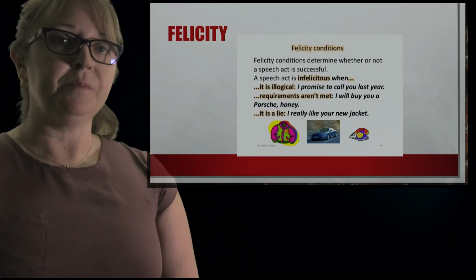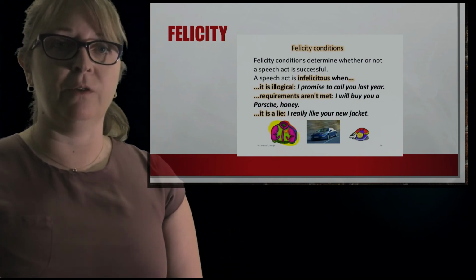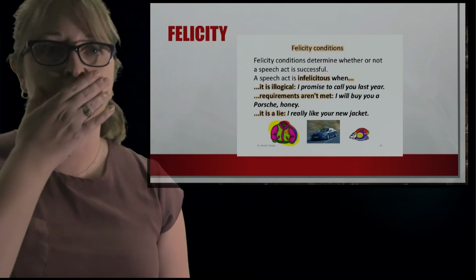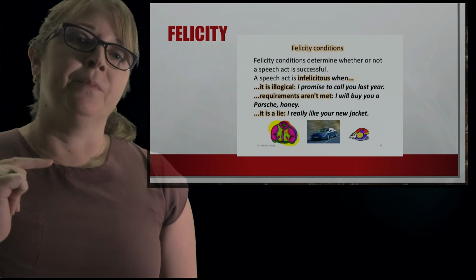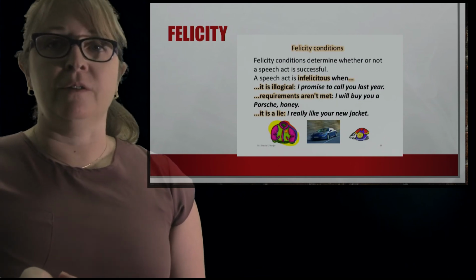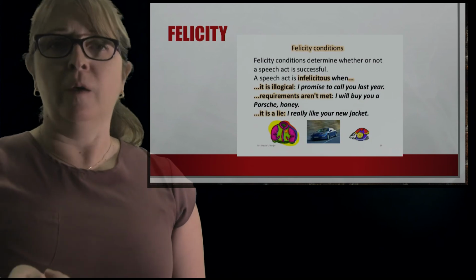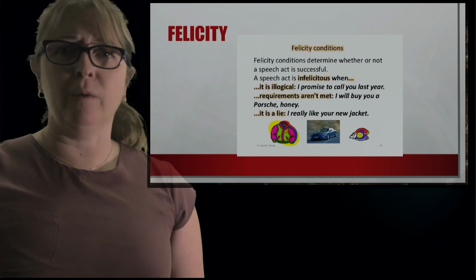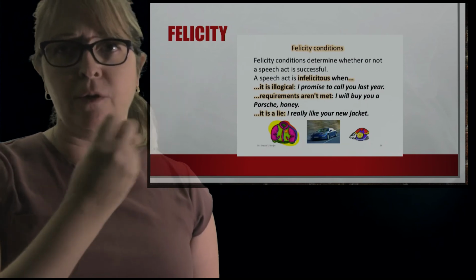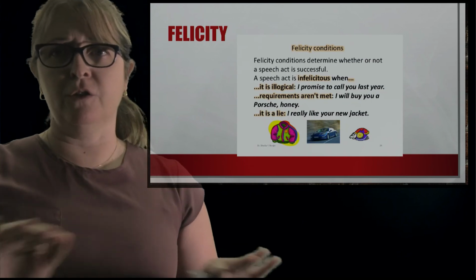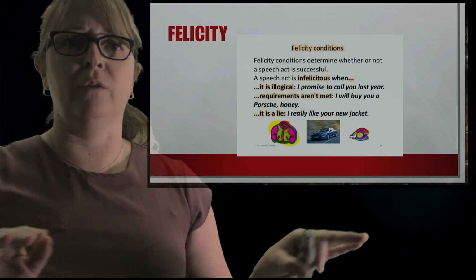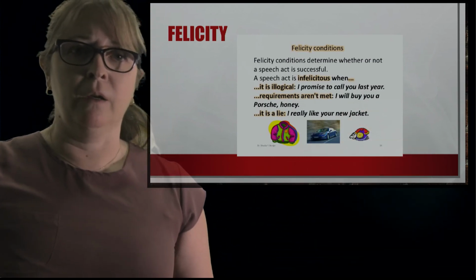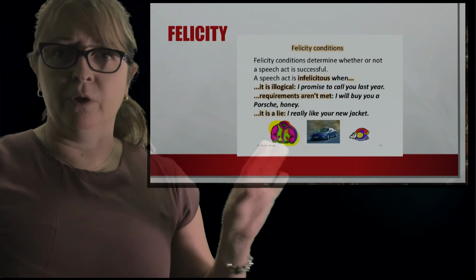Felicity. Felicity conditions determine whether or not a speech act is successful. So what am I talking about? A speech act is infelicitous if it's illogical. I promised to call you last year. Requirements aren't met. Felicity is happiness, so if the conversation makes sense and it's following, it's logical, all the requirements are met. I will buy you a Porsche, honey.